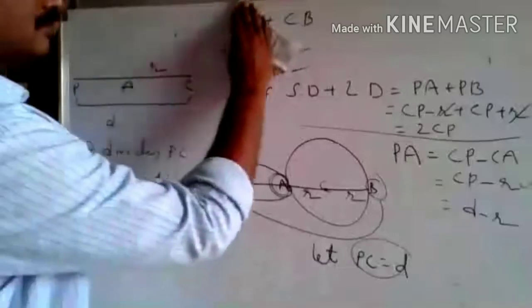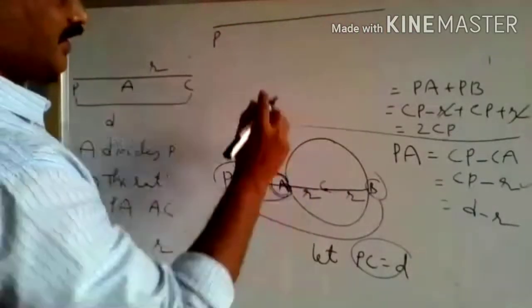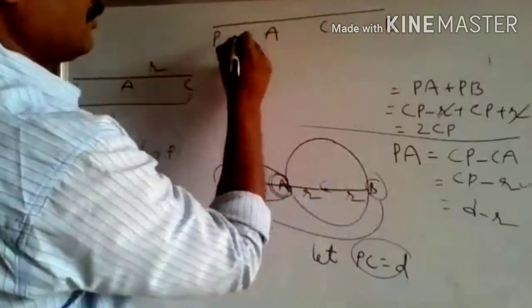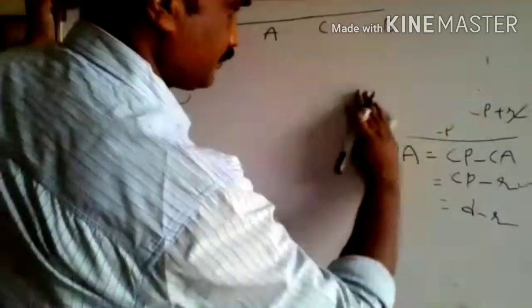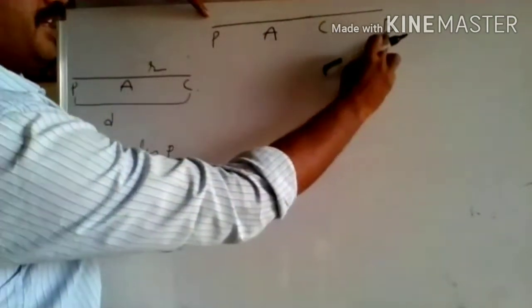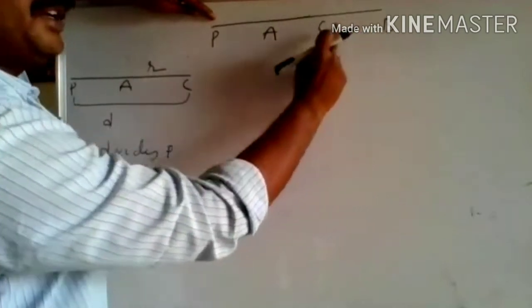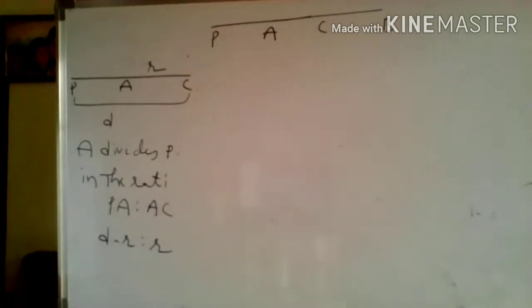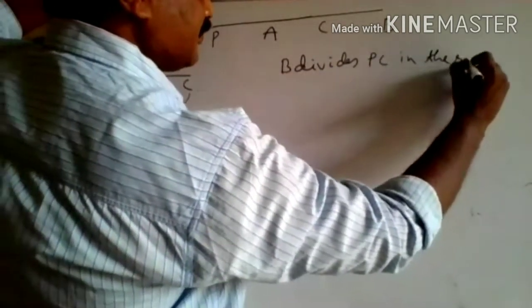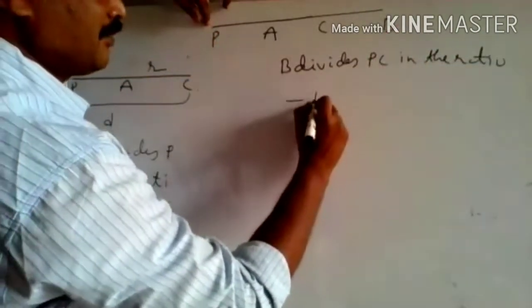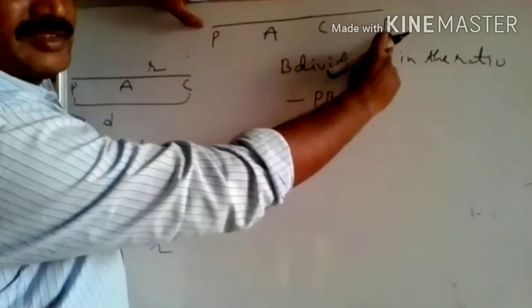Next, P, A, C, B. AC is the radius. B is the maximum point, and B is outside, so B divides PC externally, in the ratio minus PB is to CB.